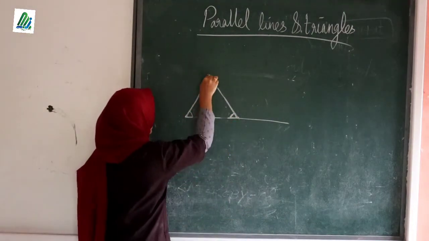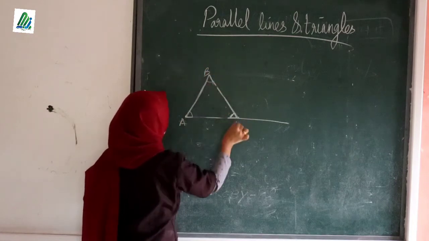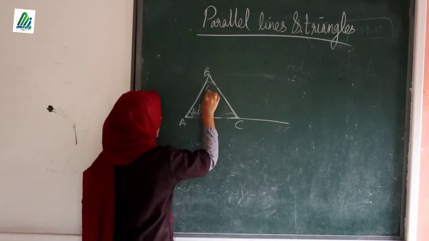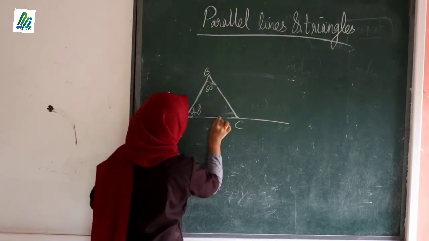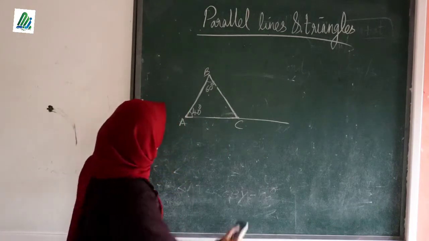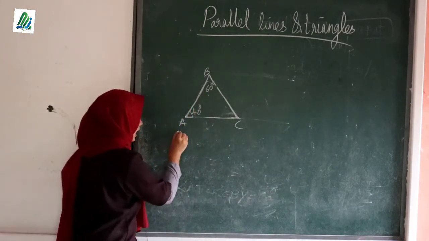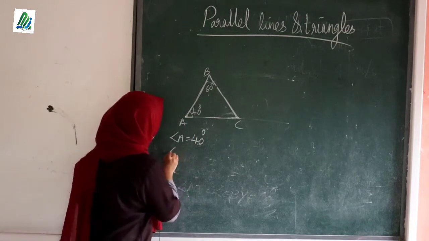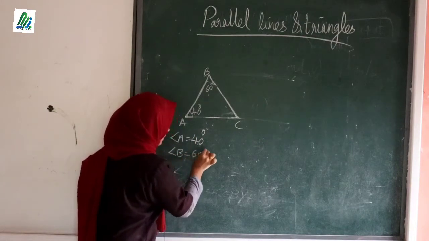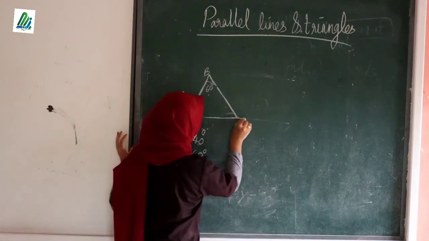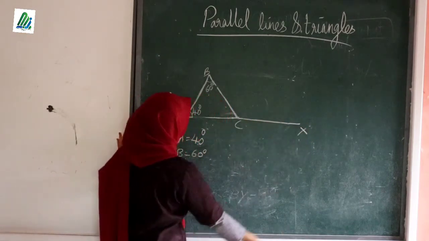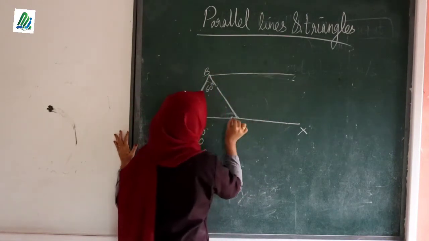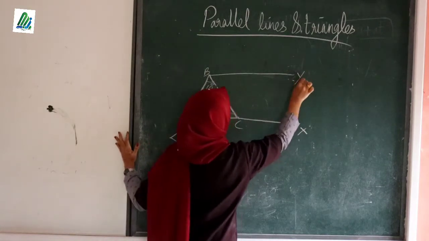Look at this triangle. Here A, B, C. Here in the triangle ABC, angle A is given 40 degree and the angle B is also given 60 degree. So I extend the line AC to X, and also draw a line from B which is parallel to AC. So this is Y, BY.